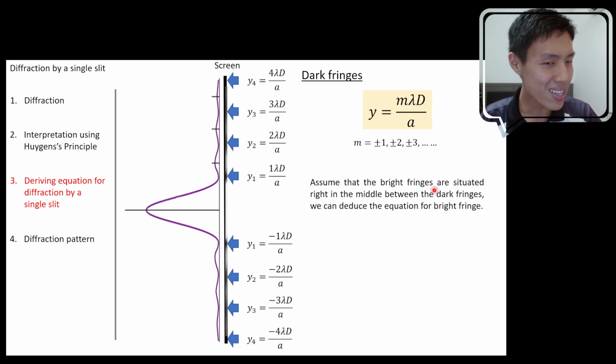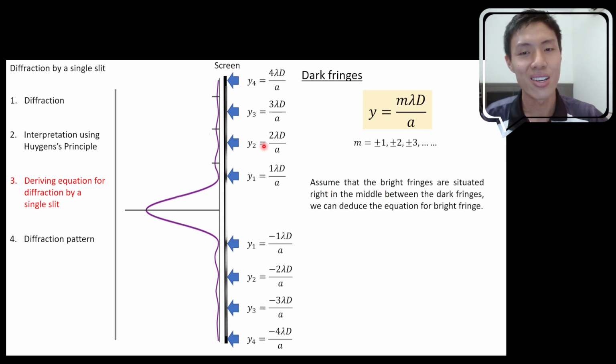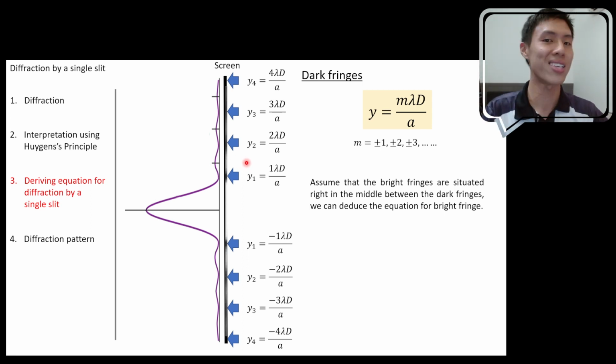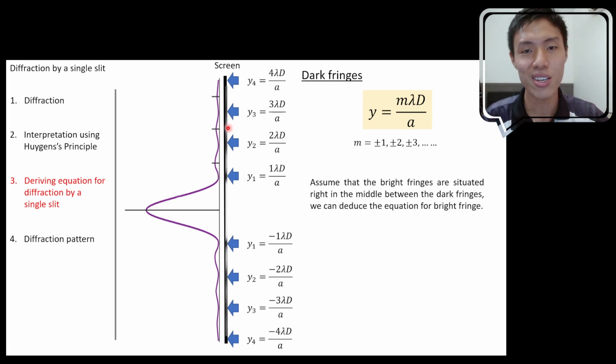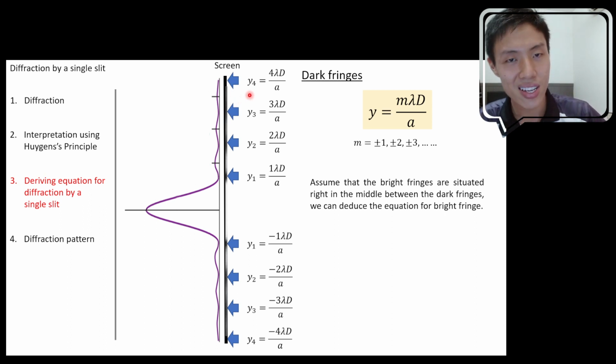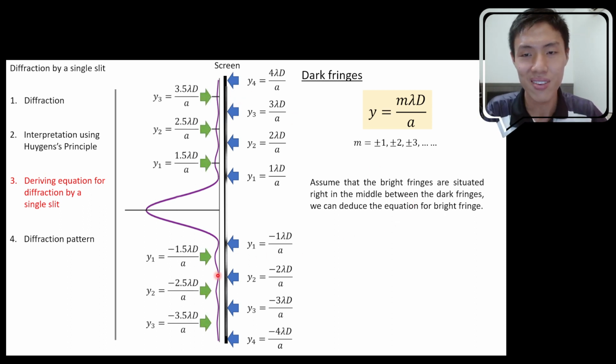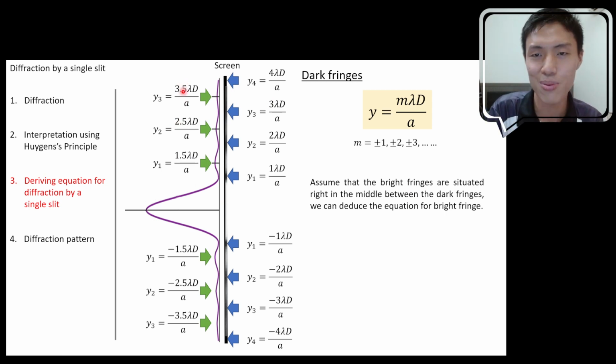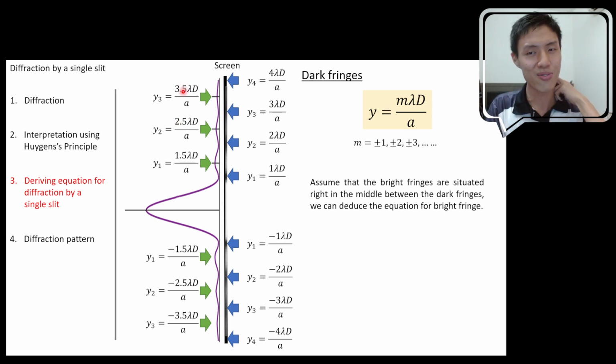So if you understand the logic behind here, you know that if this is 1 lambda d over a, this is 2 lambda d over a, in the middle of it, it'll be 1.5 lambda d over a. In the middle over here, it'll be 2.5 lambda d over a. In the middle over here, it'll be 3.5 lambda d over a. So you know that the equation for bright fringe will be just like this: 1.5, 2.5, 3.5. You don't need to spend too much time to derive it. Just think about it. The bright should be in the middle between two darks.